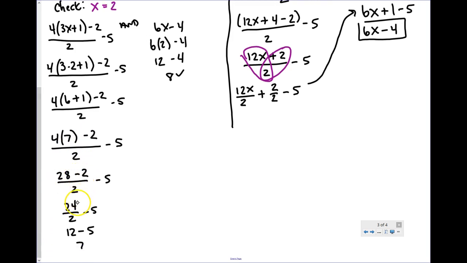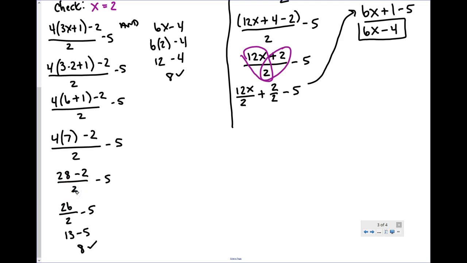What's 28 minus 2? 26. So I messed up. 26 over 2, and then I can do this. 26 divided by 2 is 13, minus 5, and 13 minus 5 is 8. So this is why checks are really important, and this is why being careful and making your steps neat and organized are important.